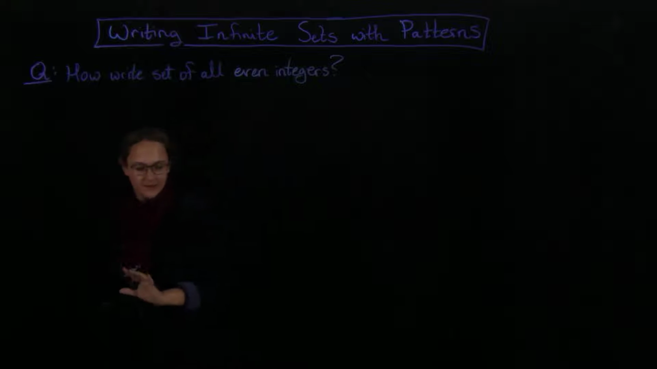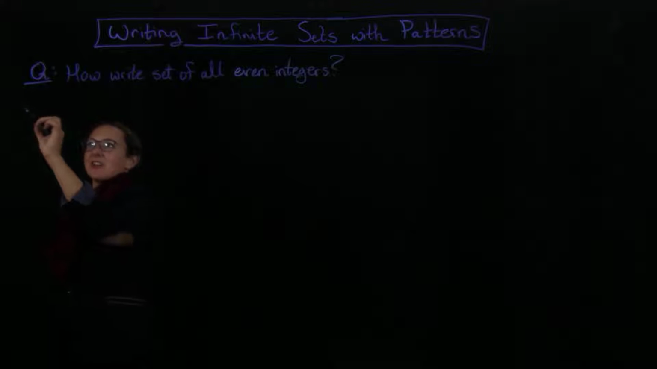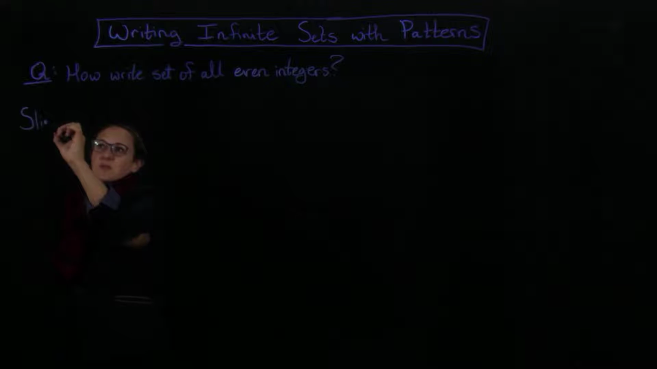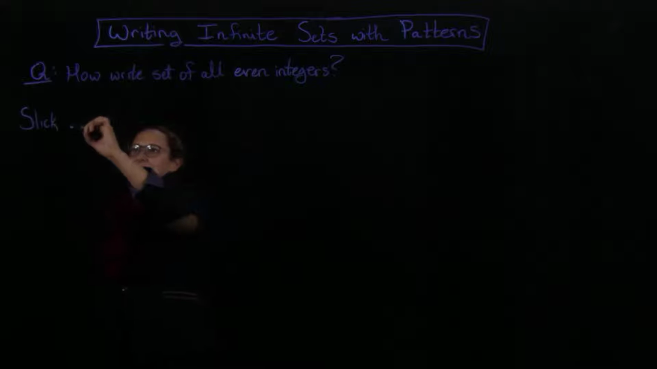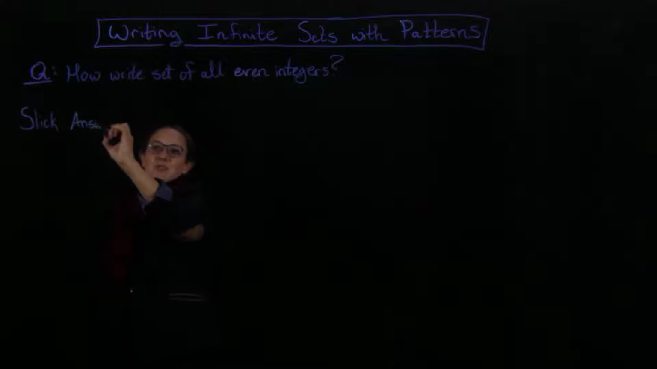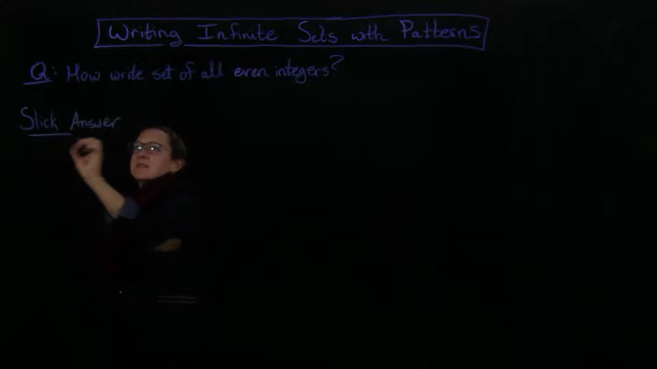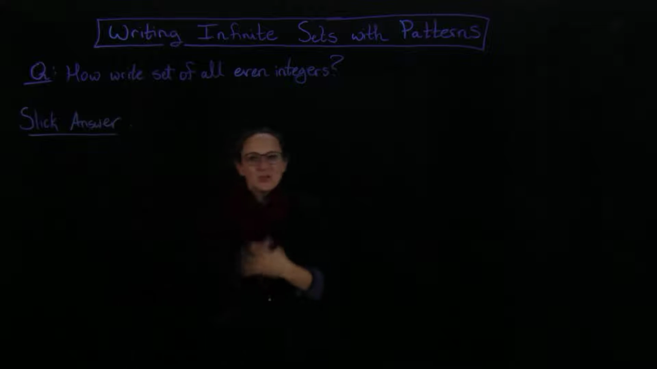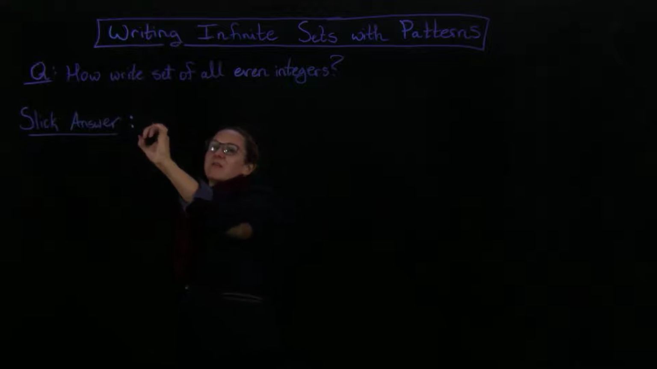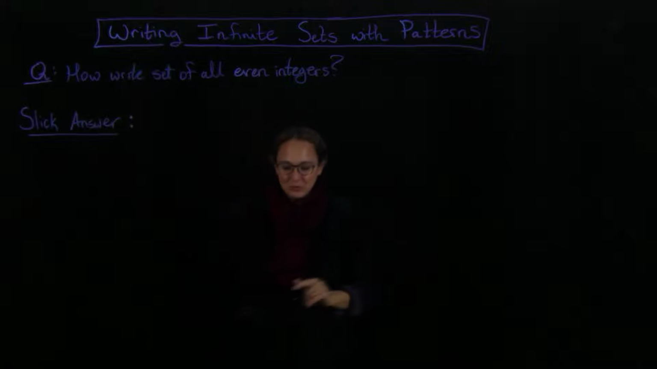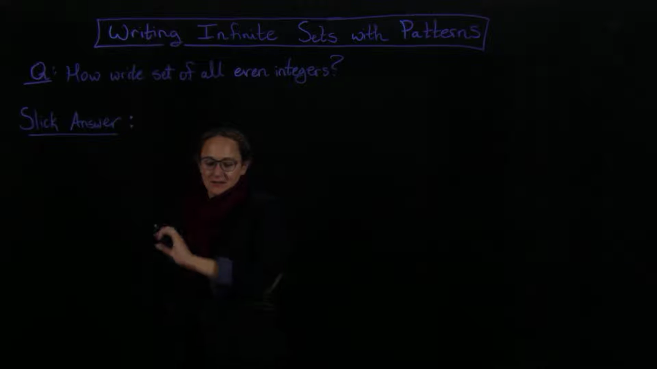Now here's the slick answer, and it's good to know how to do this. Once you start getting very comfortable with all these kinds of symbols, you're going to want to write things often in ways like this. It's also easier to work with. So the even integers are precisely everything you get when you multiply all the integers by 2. So let's write it like this.